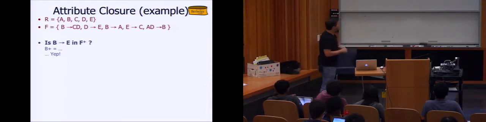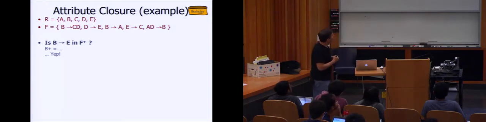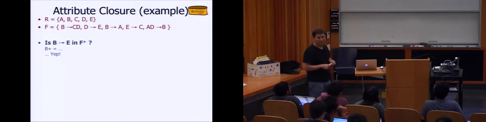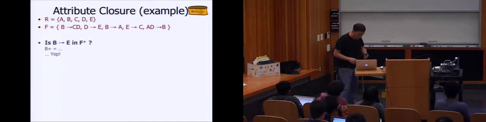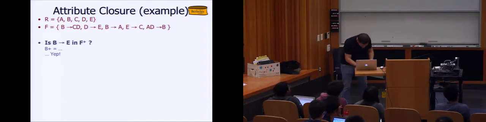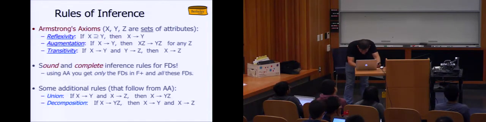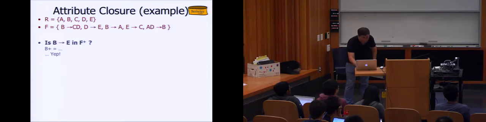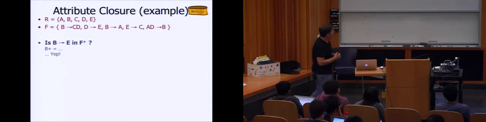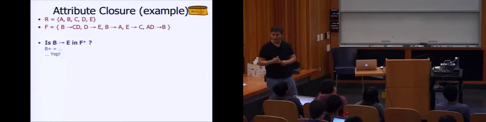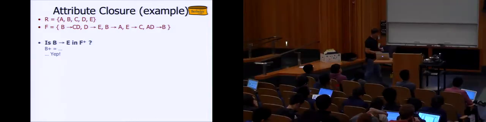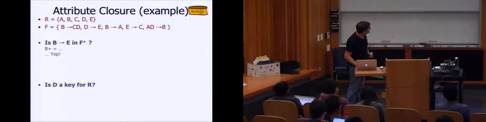Stay algorithmic. So is B determines E in F+? Well, B determines CD, D determines E, with a little bit of work, right? So you do... God, now I've forgotten the third of Armstrong's axioms' names. It's decomposition. You do decomposition and transitivity, right? So you say B determines CD, so B determines D, and D determines E, right? So B clearly determines E. So that's good.